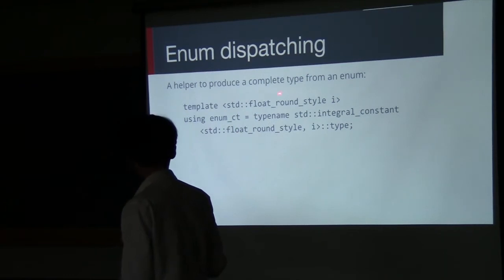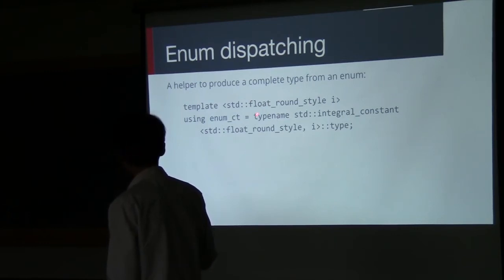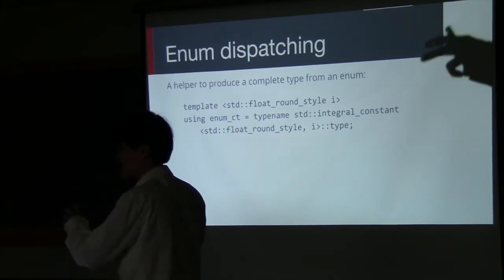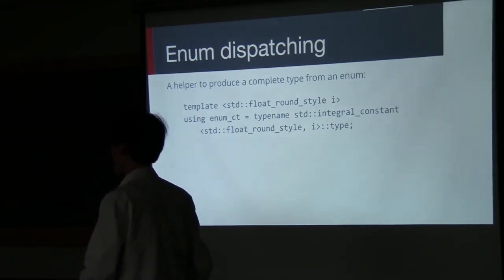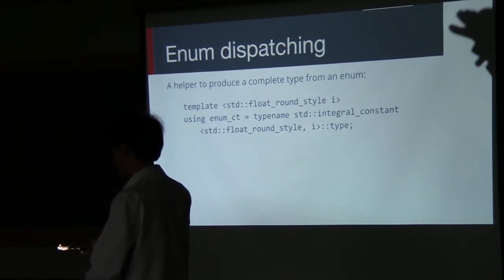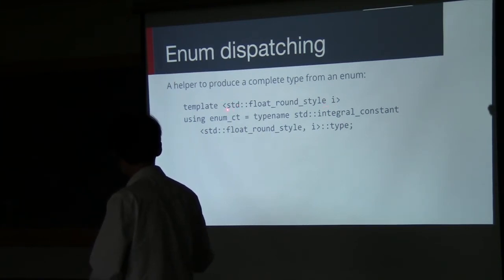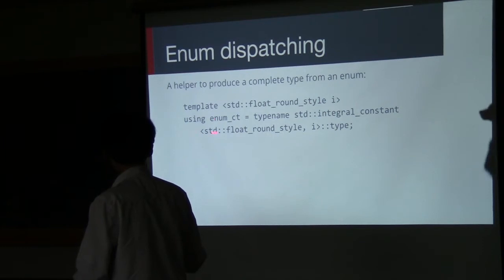First, we introduce a helper, which creates a complete type from a value. Here, I'm still using float, round, star as an example, but this is a really bad example, because those stars do not have a hierarchy. You're just switching on all those on the same hierarchy. But this is merely an example. So this part is not generic enough, but maybe we can have some language feature to make it generic. It's being proposed, but anyway.